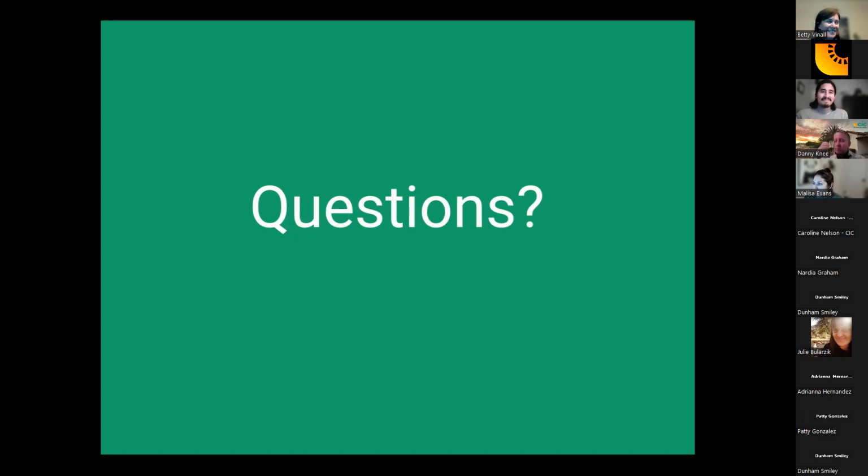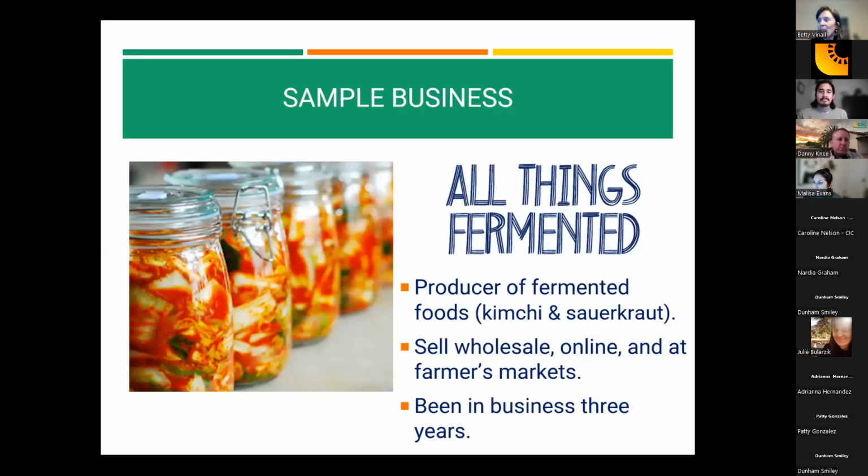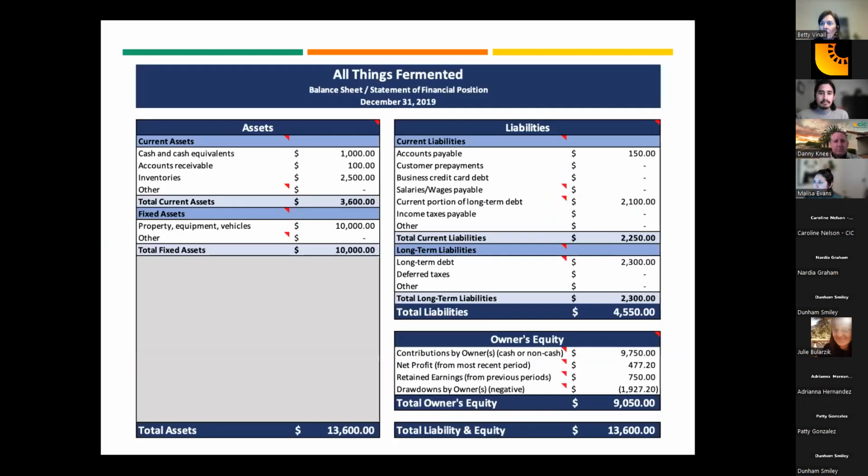That's perfect. Thank you. So now we have another sample business. We're going to visit All Things Fermented. This sample business is a producer of fermented foods, and they sell wholesale online and at farmers markets, and they've been in business for 3 years. So we're going to use All Things Fermented's balance sheet. This is just one that's already been created so that we can talk through it and learn what we're looking for when pulling it all together. We've been talking about it in chunks, and now we're going to talk about it together.